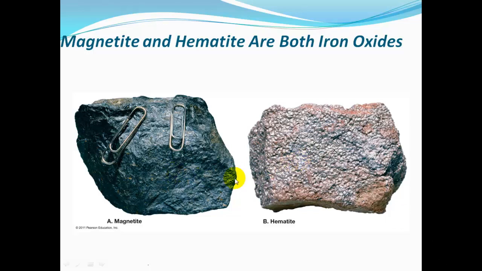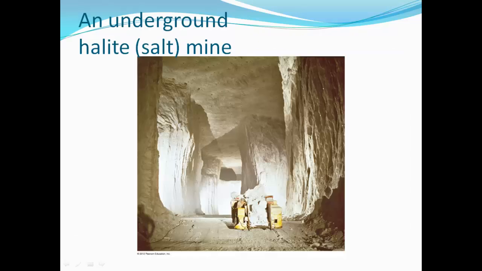Example of magnetite and hematite. Sometimes hematite's red, sometimes it's black. And if it's black, it'll look just like magnetite. So we can tell a difference. One by streak, so hematite has a reddish-brown streak, magnetite a black streak, but magnetite's also magnetic, and they are both iron oxides. Here's a picture in a salt mine.